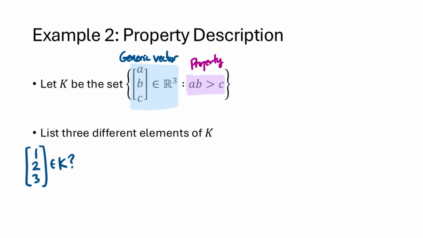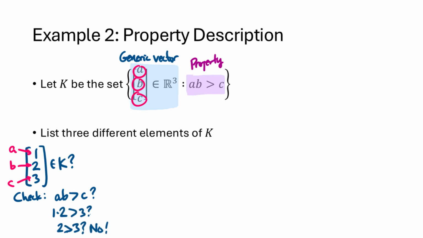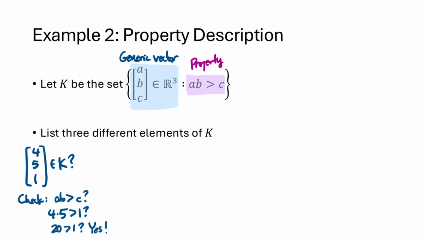So for example, if I choose the vector 1, 2, 3, how do I tell whether that vector is in this set K? Well, I match up the entries of that vector with the entries of my generic vector, and then use those corresponding values in my property to see if it's true. In this case, A is 1, B is 2, and C is 3, so I'm checking whether 1 times 2 is greater than 3, but 2 is not greater than 3, so this vector 1, 2, 3 is not in my set K.